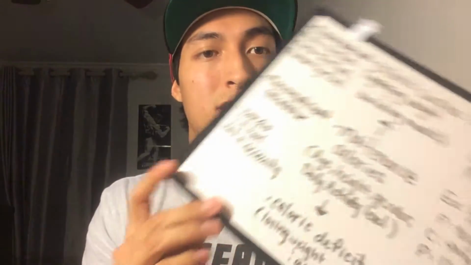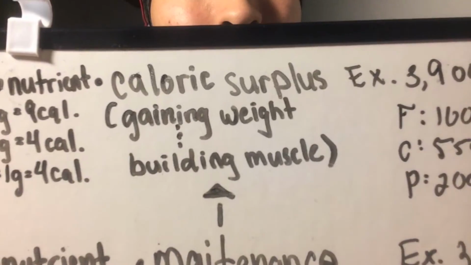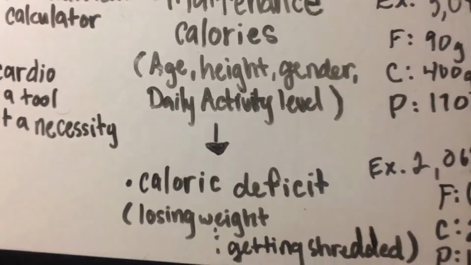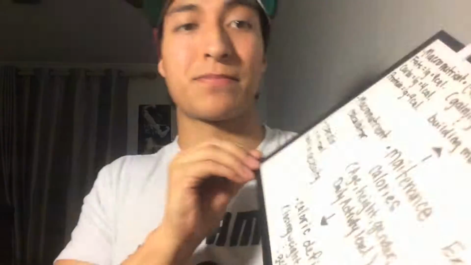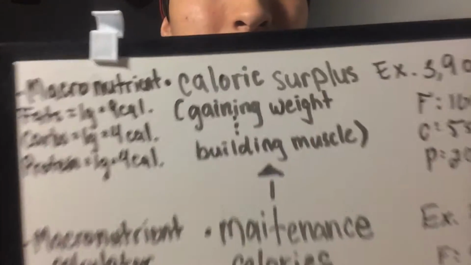Now, once we find our maintenance, we can do one of two things with it: either go in a caloric surplus, which is going up on the chart, or a caloric deficit, which is going down on the chart. Let's pretend we're going in a caloric surplus. What does caloric surplus mean? It simply means you're adding calories to your maintenance. So we're at 3,000 calories with the 160-pound man, and to create a caloric surplus, we add 500 calories to our maintenance. Now we're in a caloric surplus because we're adding calories.